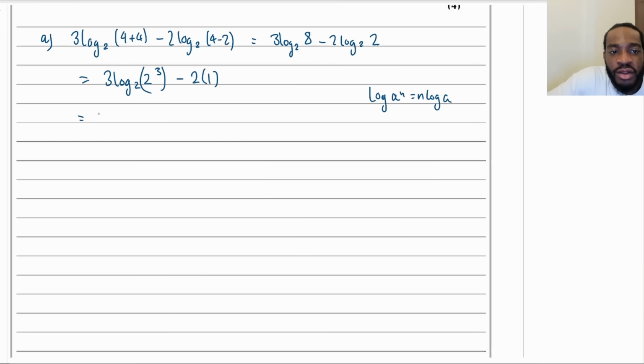So it becomes 3 times by 3 log base 2 of 2 minus 2. And then again, we've got 3 times 3, which is equal to 9. And then we've got log base 2 of 2 again, which is 1. So we've got 9 take away 2, which is equal to 7. So therefore, you can say t equals 4 is a solution.